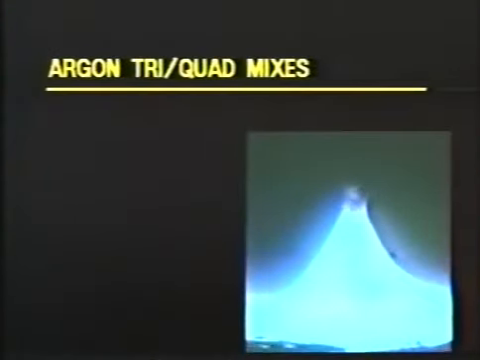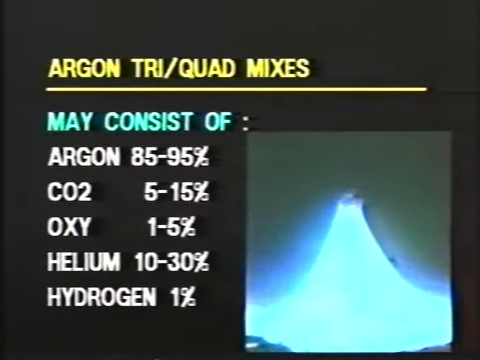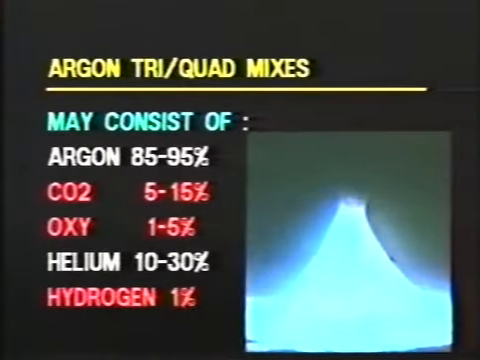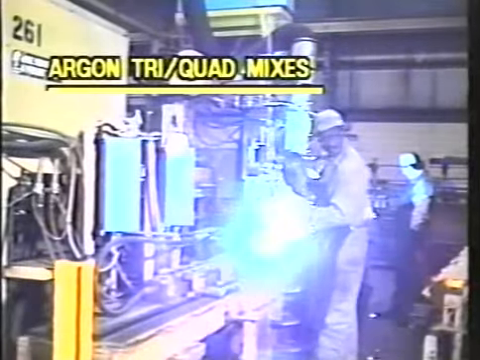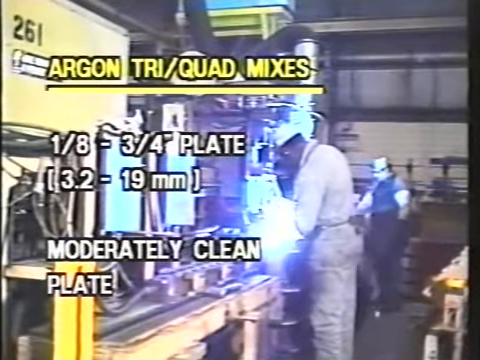Argon tri and quad mixes all produce stable droplet transfer, similar to argon oxygen mixes. As the reactive gases or helium content increases, the arc energy will increase proportionally. These mixes are typically used on 1/8 to 3/4 inch moderately clean plate.